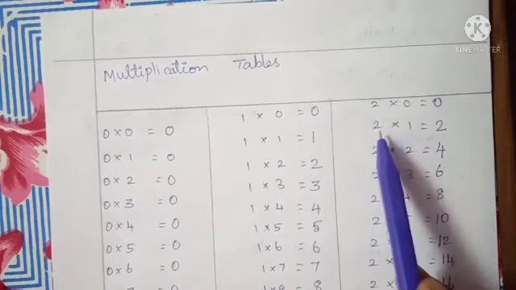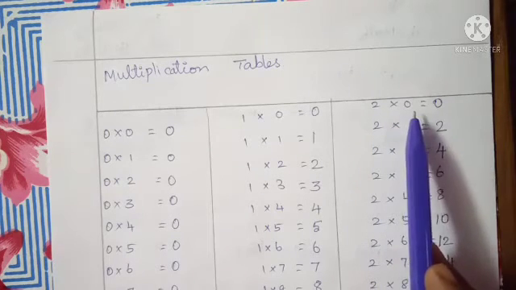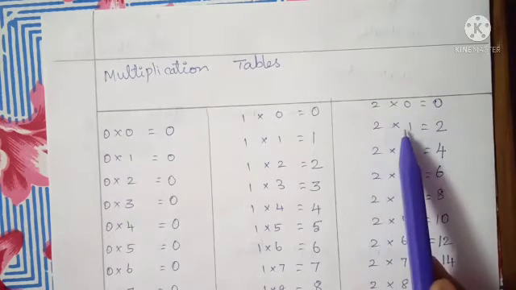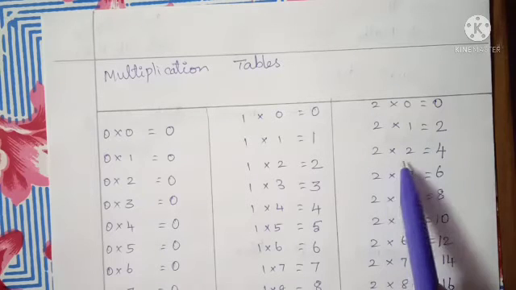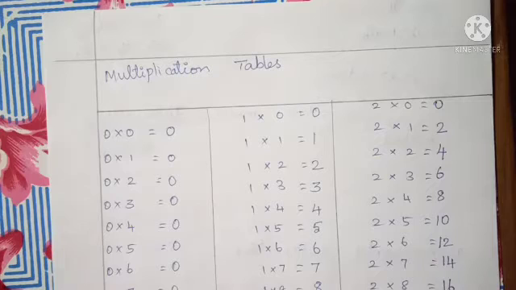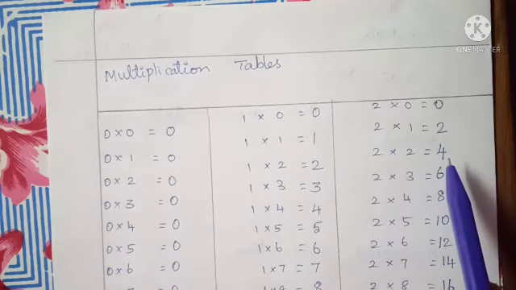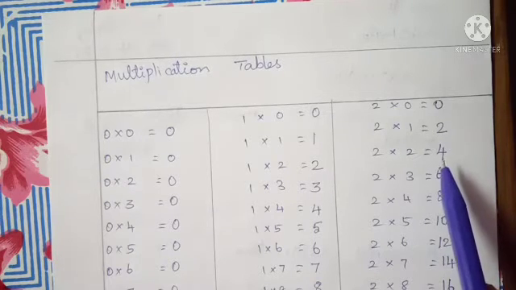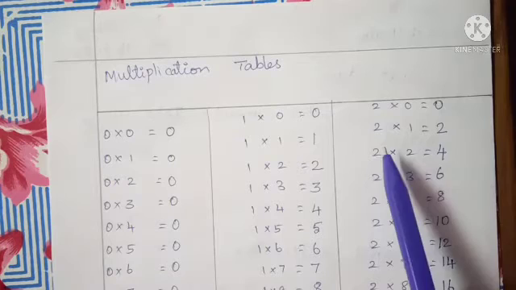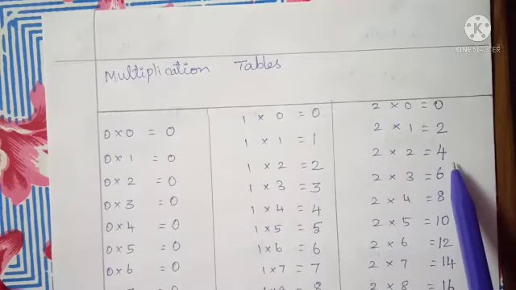But in the 2 table, 2 zeros are 0. Any number multiplied with 0 is 0. 2 ones are 2. 2 twos are... Here you use 2 skip counting. In primary class, you studied 2 skip count and 5 skip count in KG. So it is easy to write. First, 2 ones are 2, 2 twos are 4.